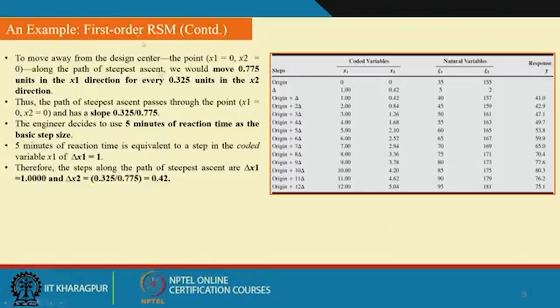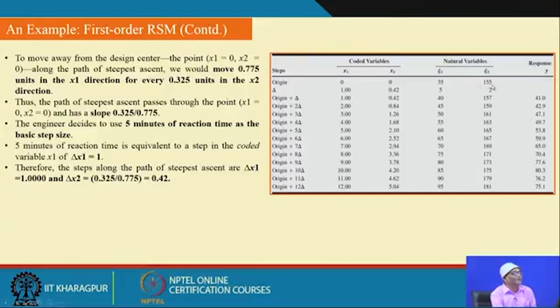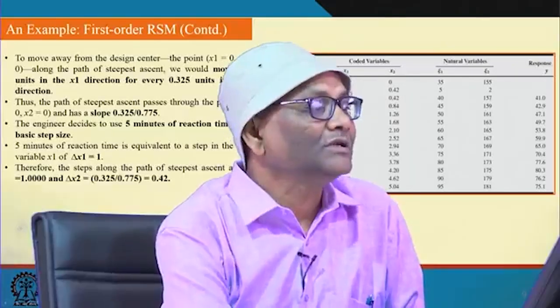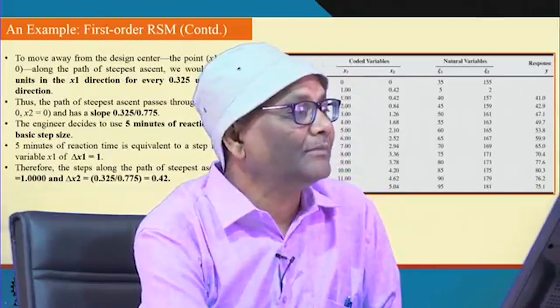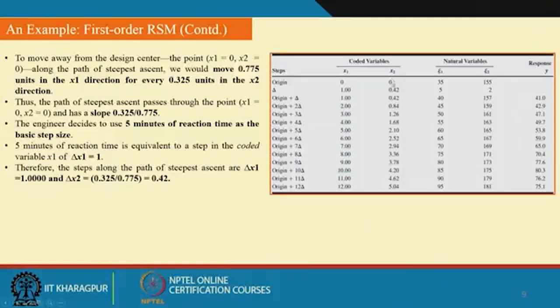Now, how do you set the direction? You start with coded variables. In coded variables, the origin is 0, 0, and in natural variables that is 35 and 155. So, you choose a step size delta for which one, x 1 or x 2? We are choosing x 1 here because x 1 has the maximum contribution, it is the better contributor compared to x 2. So, what will be the step size? If you want to find the step size for x 1, you have to go to the natural values, where 35 is the starting point.